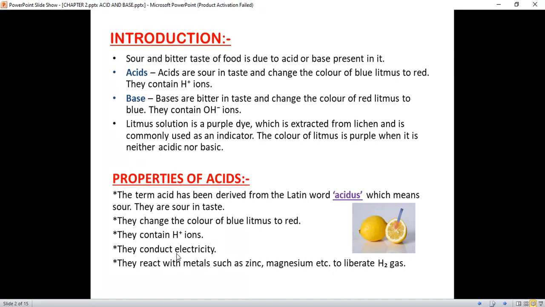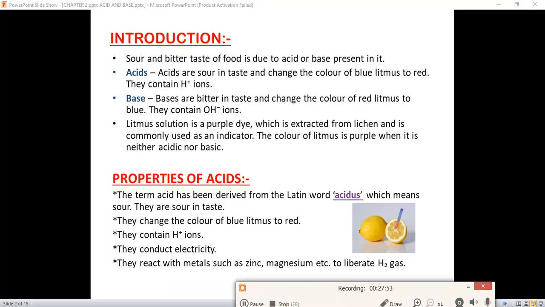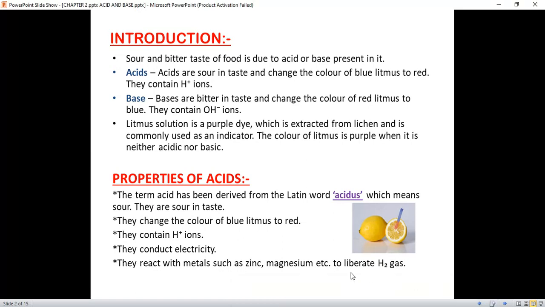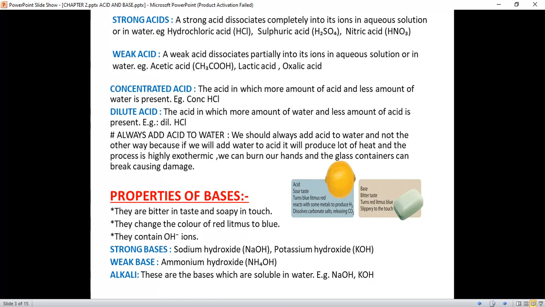Properties of acid. Different properties of acid we have discussed today. They are sour in taste. They change the color of blue litmus to red. They contain H plus ions. They conduct electricity. They react with metals such as magnesium, zinc, etc. to liberate hydrogen gas.